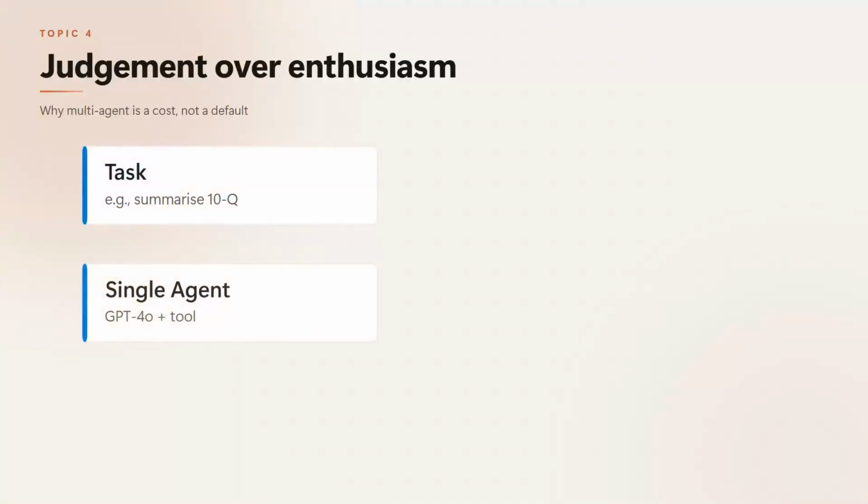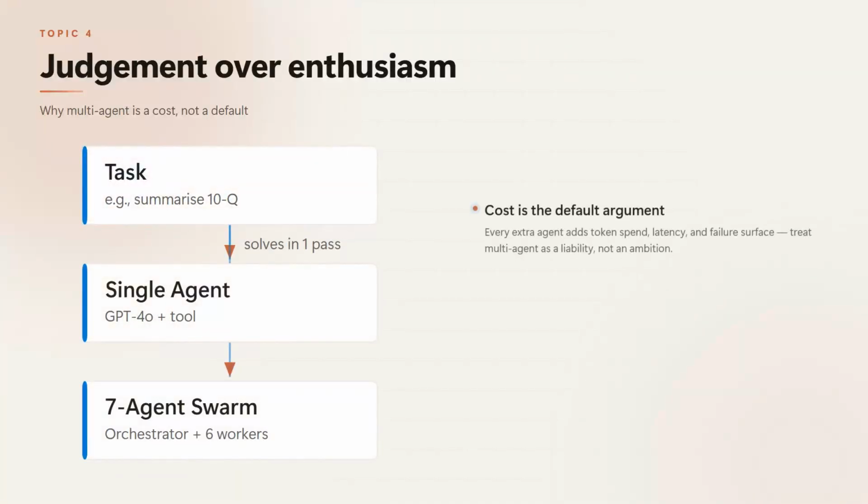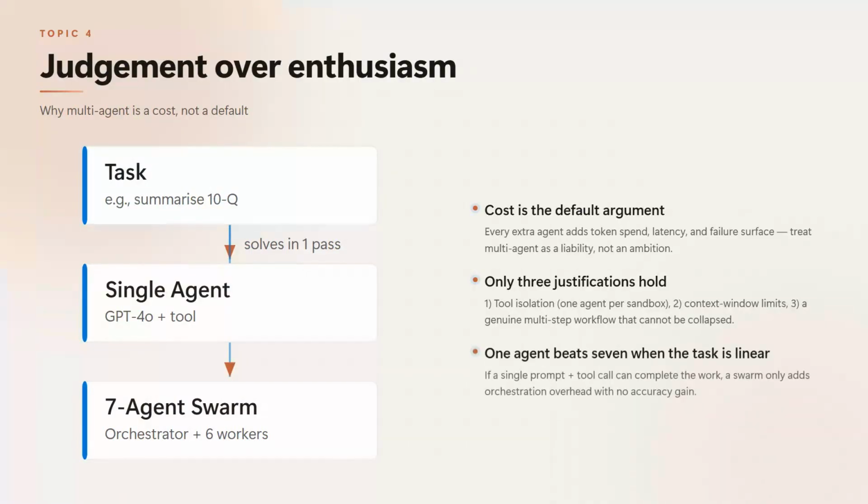This technique is about applying judgment before adding agents. It is not that multi-agent is always wrong, it is that enthusiasm for decomposition often ignores the real costs. The distinction people get wrong is equating a complex problem with a need for complex architecture. The two are not the same.